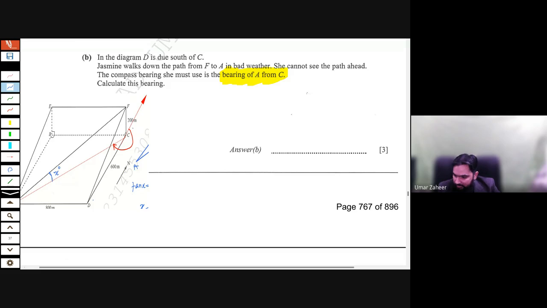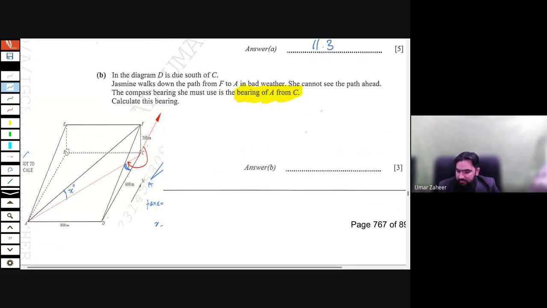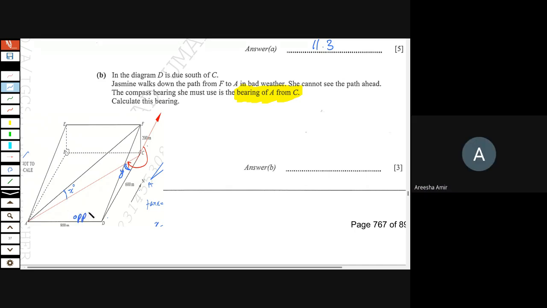So look at here. We need to find this angle. Yes, Aisha. You have any question? Sir, we know the angle C is 90 degrees. So can we just do 90 plus 180 minus 360?